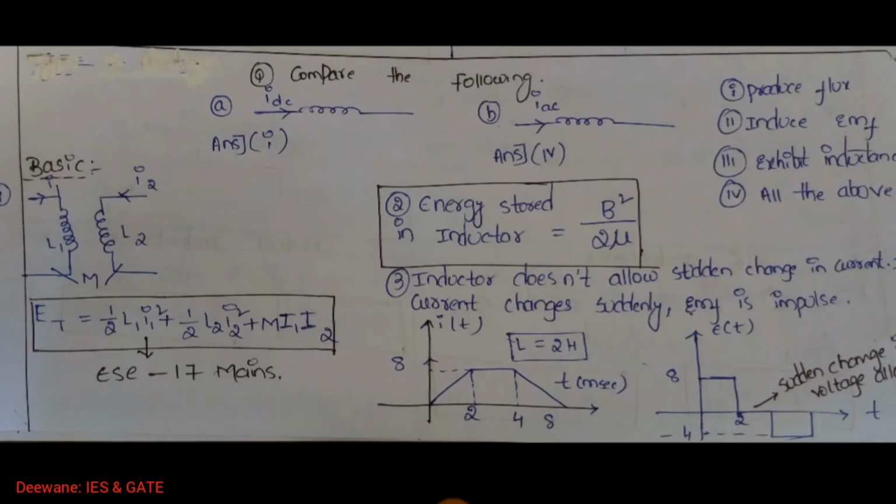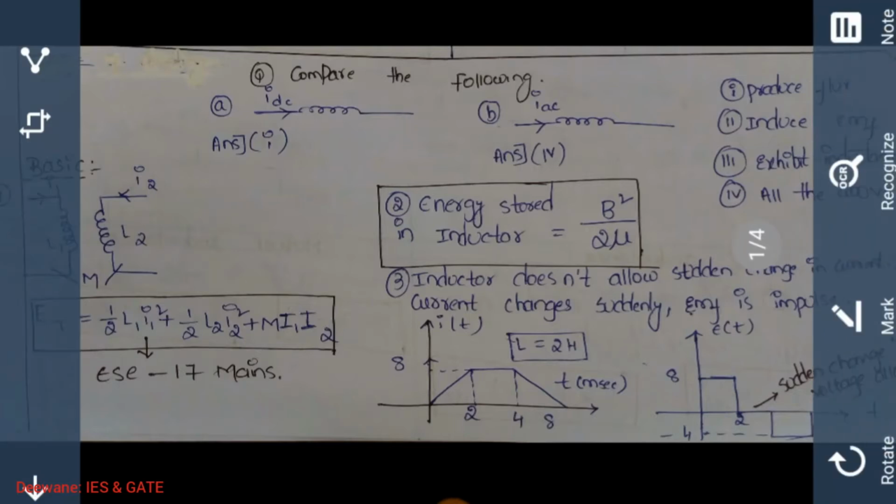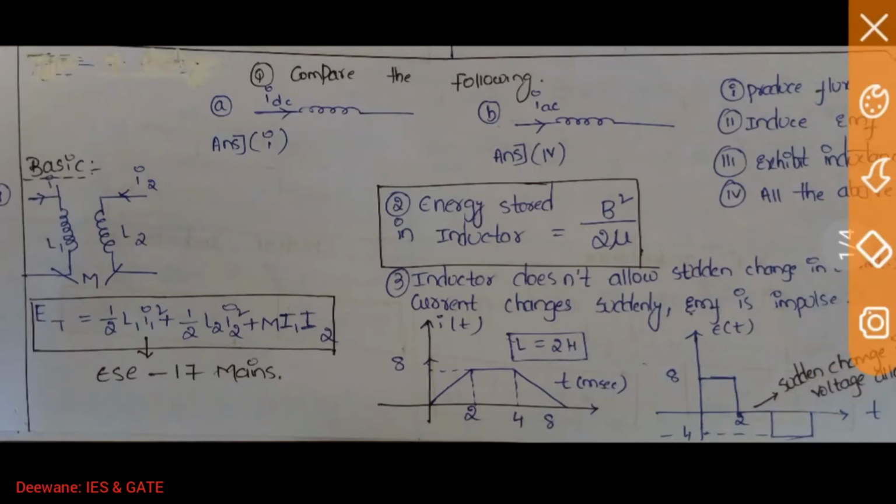If an inductor allows sudden change in current, the EMF is an impulse. To change the current suddenly in an inductor, the applied EMF must be an impulse. Take a case here. This is a graph of current flowing. Now suppose they have given the EMF and ask me to draw the current waveform, or they ask to draw the EMF. See, E equals L di by dt.